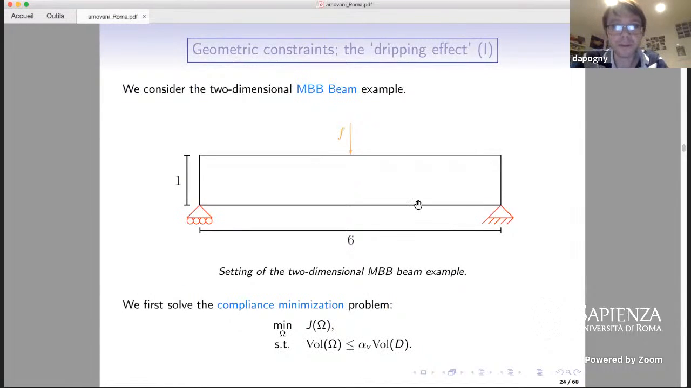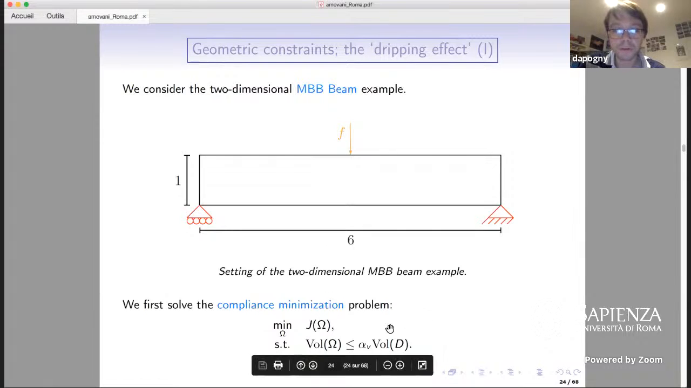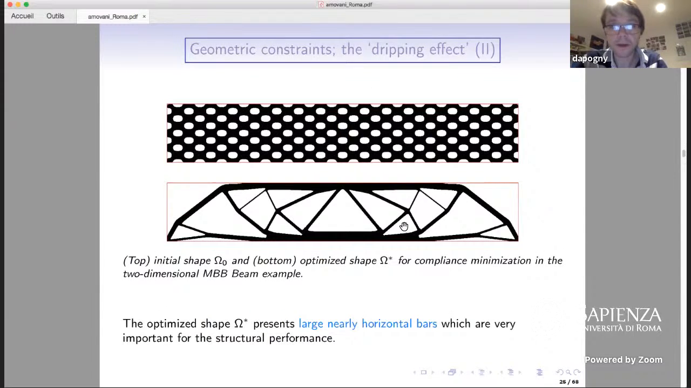The reason for that can be explained by a small example like this. We consider the design of an MBB beam. The beam is clamped on the two endpoints, on the two lower corners that are here, and a vertical force is applied on the middle of the upper side. And we try to minimize the compliance of the domain under some volume constraints. First, we are not adding any constraints on overhangs or such things. And so starting from the shape like here, we end up with this optimized shape, which is written here.